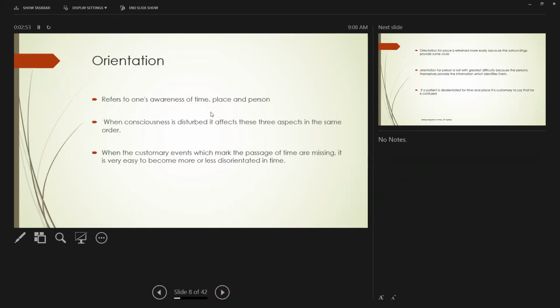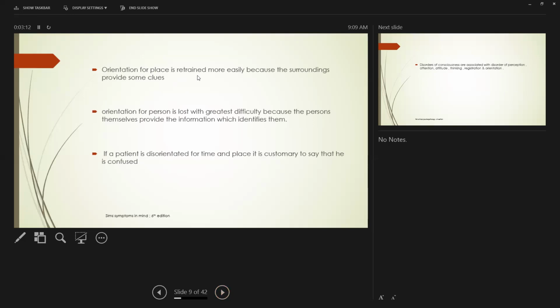Then is orientation. Orientation is one's awareness of time, place, and person. When consciousness is disturbed, it affects these 3 aspects in the same order. When the customary events which mark the passage of time are missing, it is very easy to become more or less disoriented in time. Orientation to place is retained more easily because the surroundings provide some clues. And orientation to person is lost with the greatest difficulty because the person themselves provide information which identifies them. If the patient is disoriented for time and place, it is customary to say that he is confused.